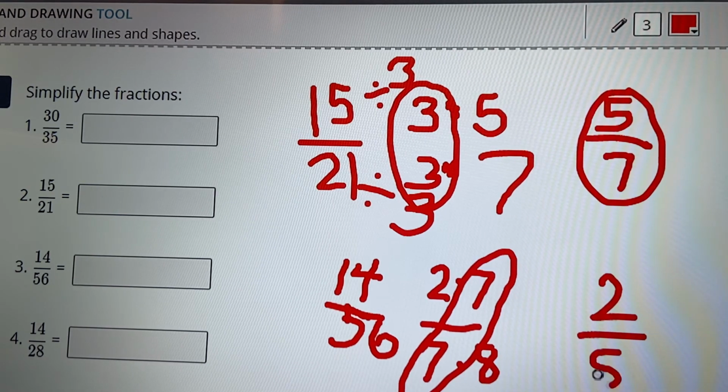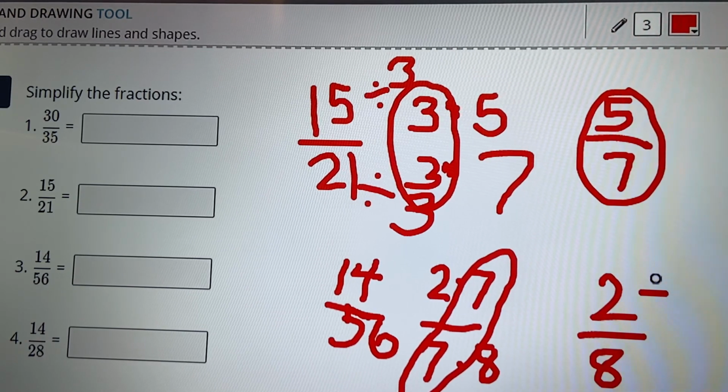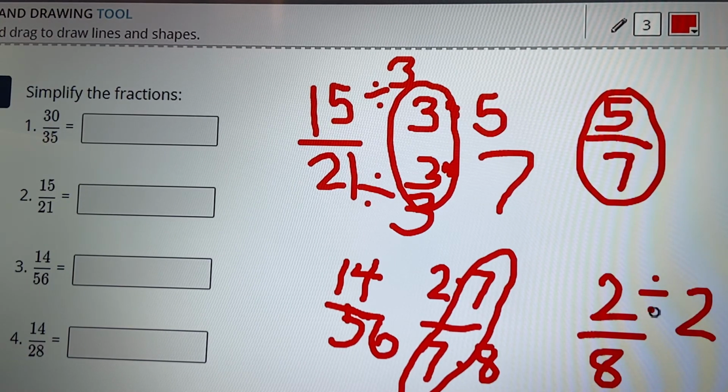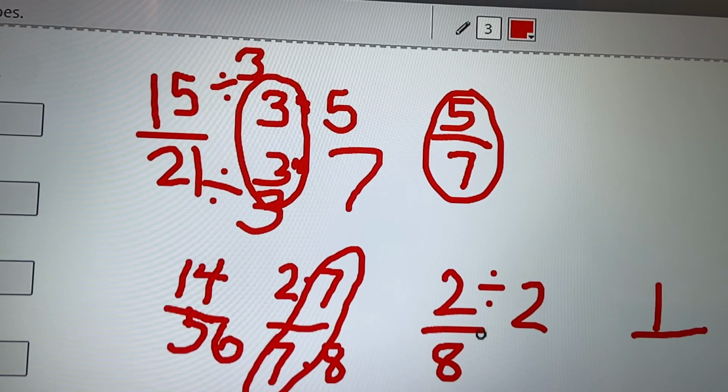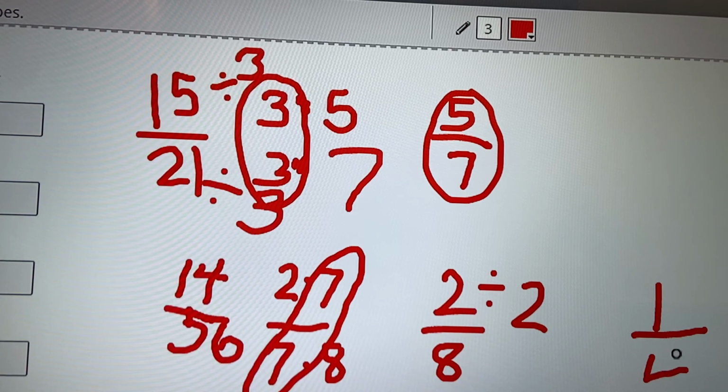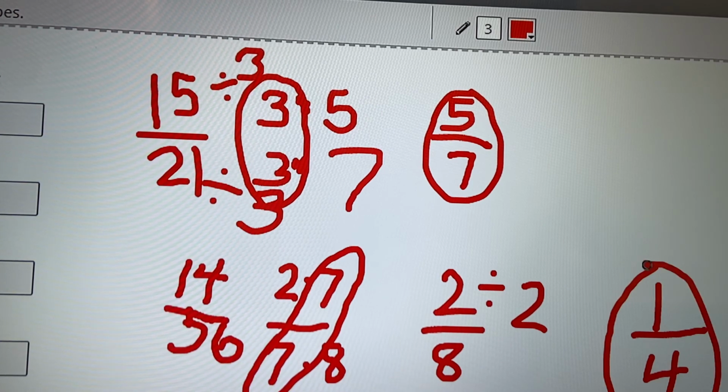Oh, but look, y'all. You would think you're finished, but you're not finished. Not finished, because these are still even numbers. 2 and 8 are still even. So I can divide them both by 2 again. So I'm going to divide them both by 2. Okay? 2 divided by 2 is 1. I don't think you guys can see that. Let me move my screen. There we go. And 8 divided by 2 is 4. So, 14 over 56 is 1/4.